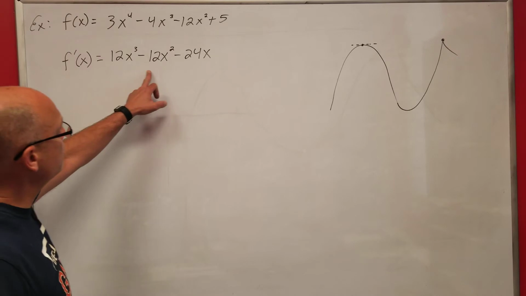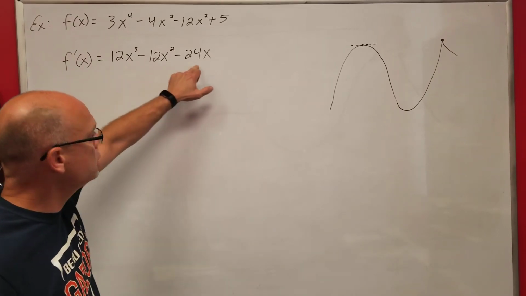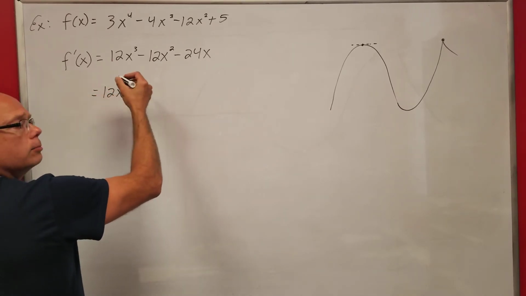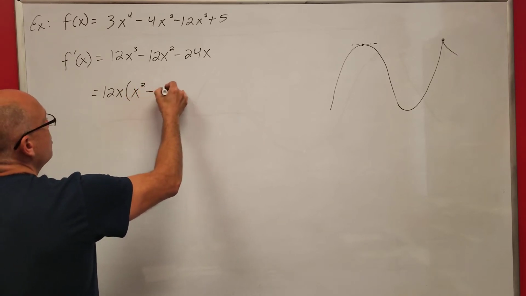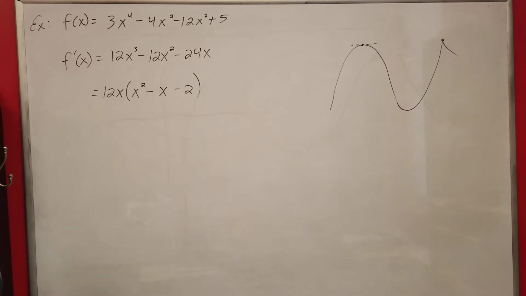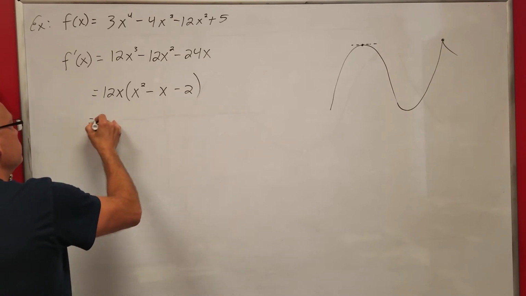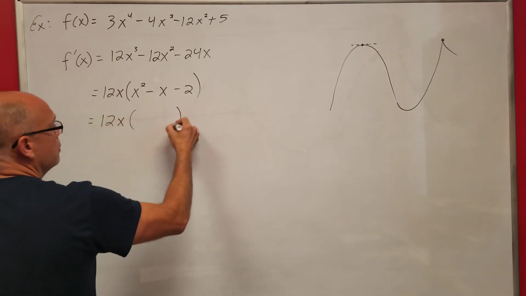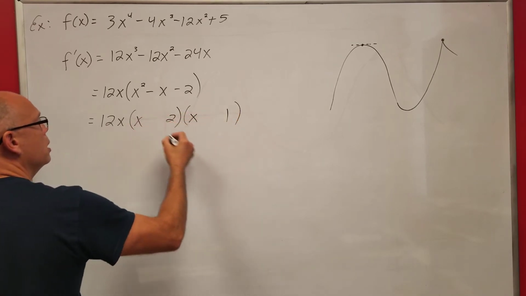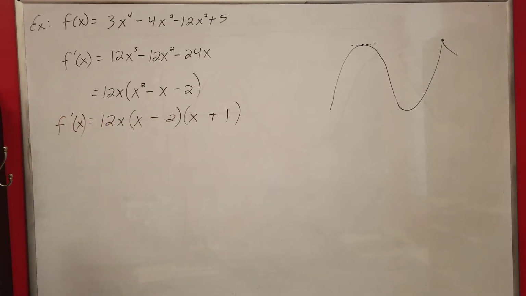All right, now what I like to do next before I go any further here is I like to factor this. I can factor 12x out of each one of these terms. So I'm going to say, okay, we have 12x. If we pull that out, I'm going to have x squared minus x to the first minus 2. Now, try to factor this as much as possible. Like, try to factor this trinomial in here. So that's 12x, and then if I factor into the two binomials, I get x minus 2, x plus 1. So that's f prime of x right there.